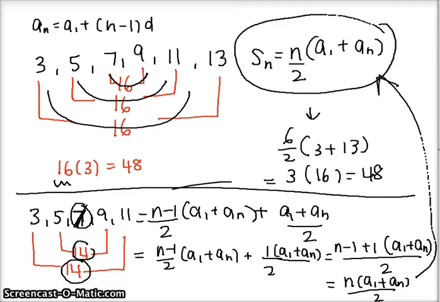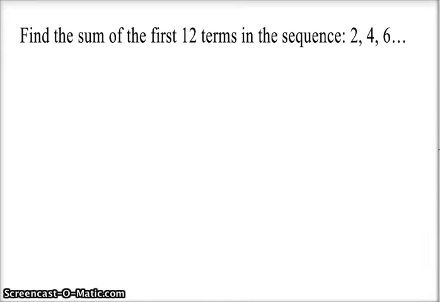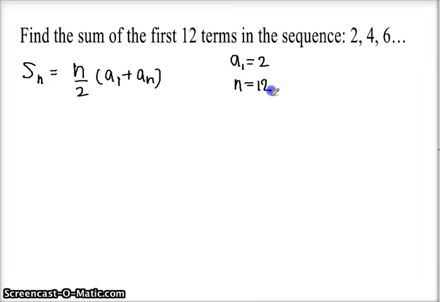Okay, so now we're going to use this formula right here to solve some of these problems. Find the sum of the first 12 terms in the sequence 2, 4, 6, and so on. I'm going to write the formula here: Sn equals n over 2, and then a1 plus an. In this case, we know what a1 is. a1 is just 2 because that's the first number in the sequence. And we know what n is. That's 12, because we want the first 12 terms in the sequence.